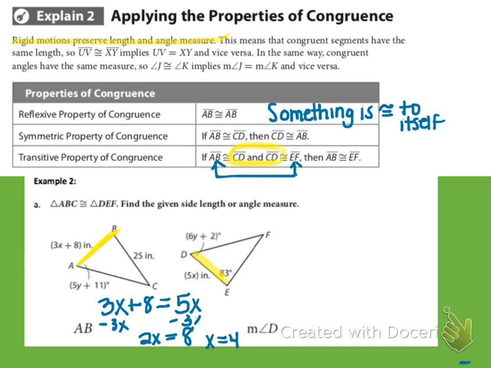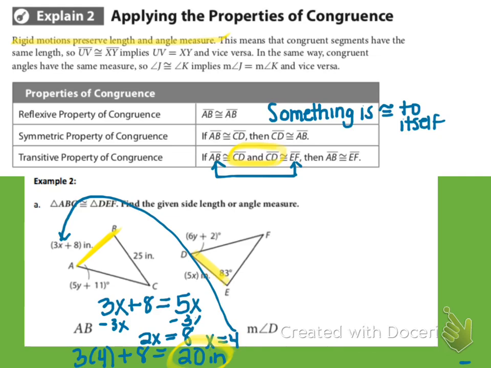So now they wanted me to find the length of AB, so all I have to do is plug 4 in for x in that expression, and it'll be 3 times 4 plus 8, which would be 20 inches. Okay, so segment AB is 20 inches.